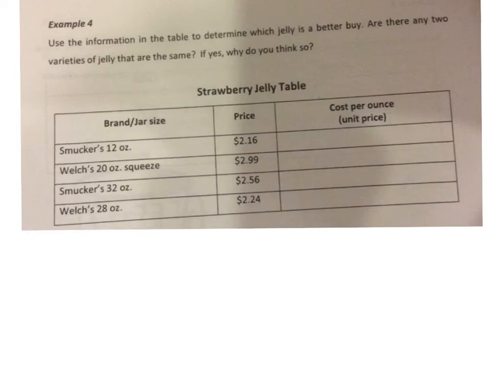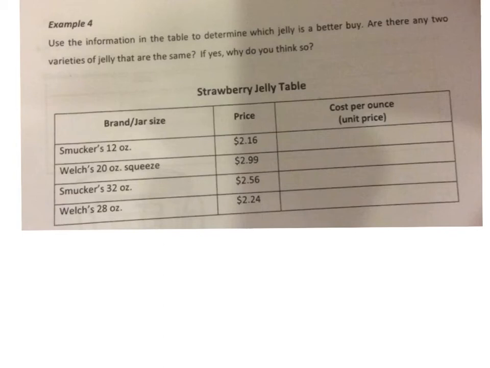And this jar, the top jar of Smucker's, is 12 ounces, and it costs $2.16. Welch's is 20 ounces, costs $2.99. Smucker's is 32 ounces, is $2.56. And Welch's 28 ounces is $2.24.